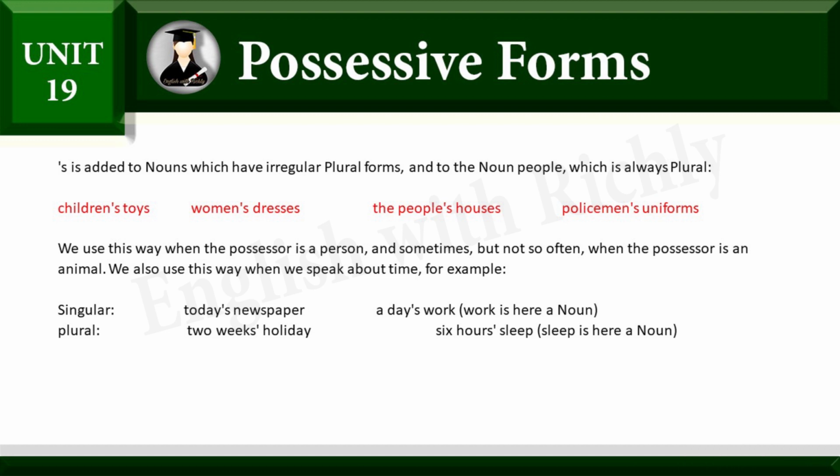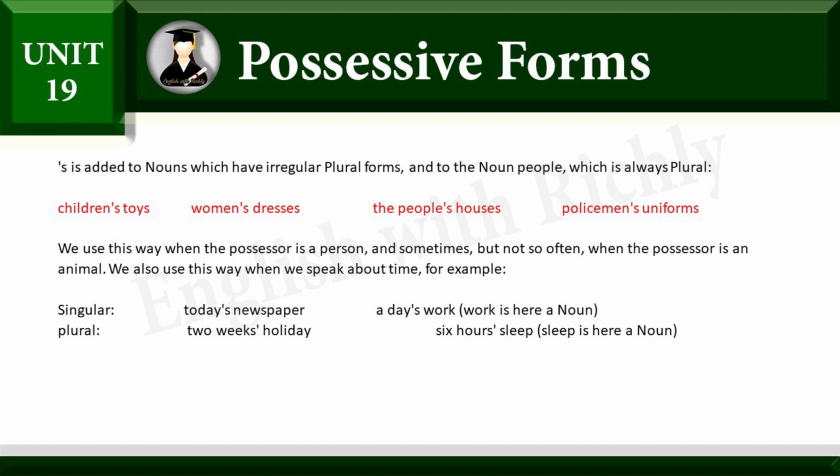Apostrophe s is added to the nouns which have irregular plural forms and to the noun people which is always plural. Plural nouns, for example, children, women, policeman, people. இந்த மாதிரியான plural nounsக்கு possessive form எழுதும்போது apostrophe s add ஆகும். Children's toy. Women's dresses. Policemen's uniforms. The people's houses.